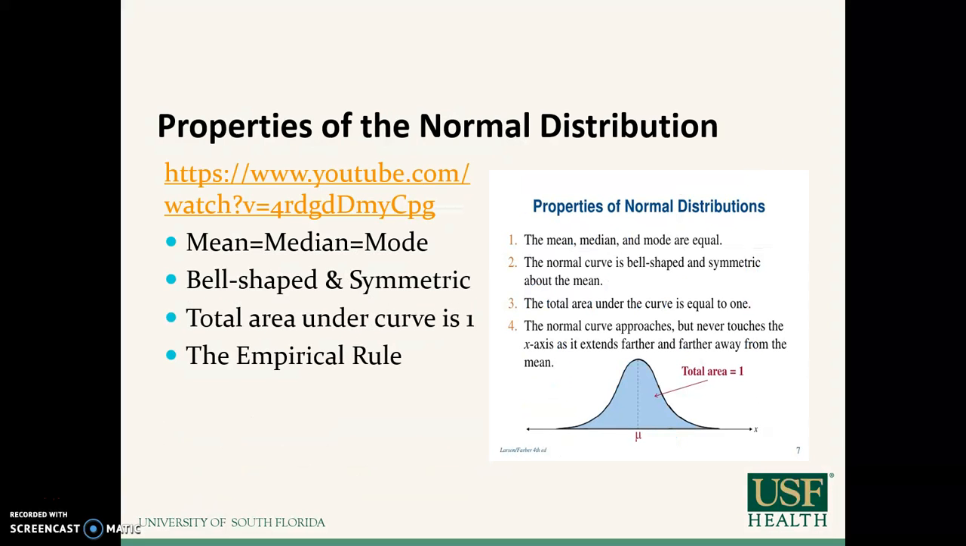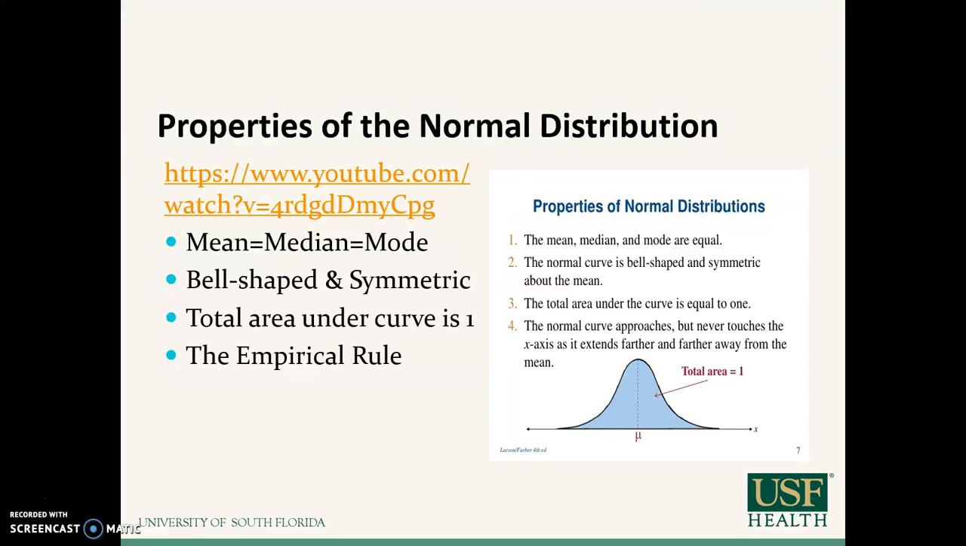And once we have the normal distribution definition, we take a closer look at the properties of the normal distribution. First, we note that the mean equals the median equals the mode, and it's bell-shaped and symmetric, and the total area under the curve is 1. That's true for any PDF.